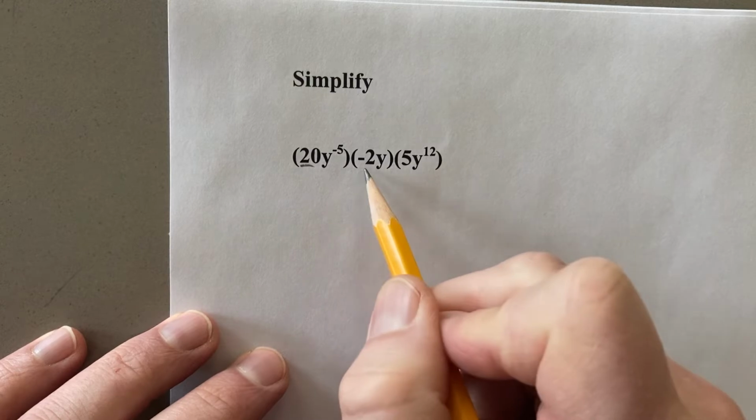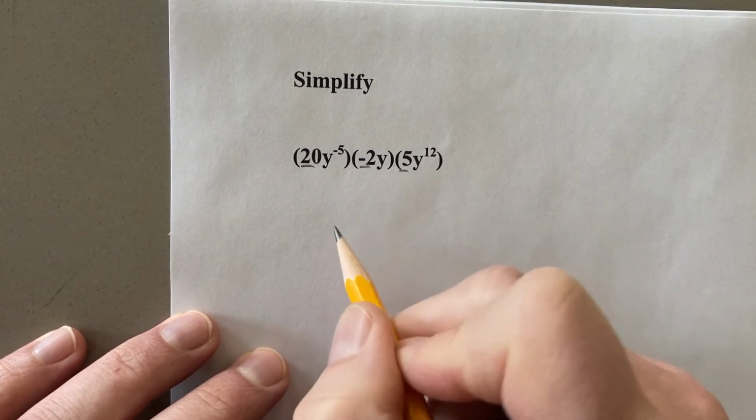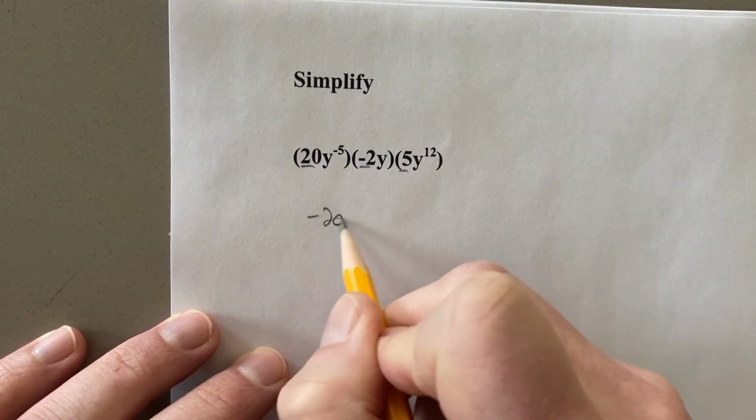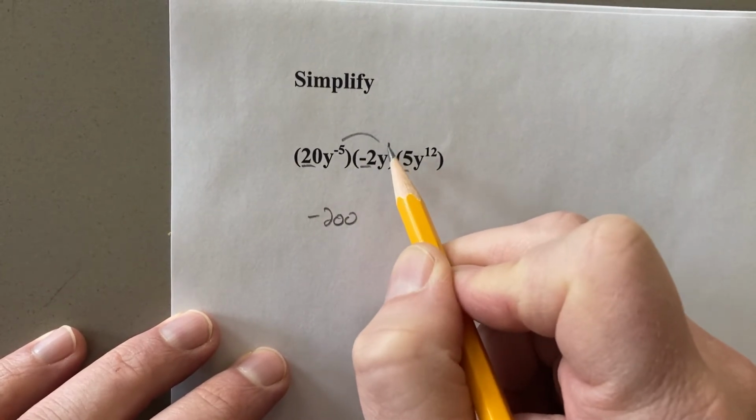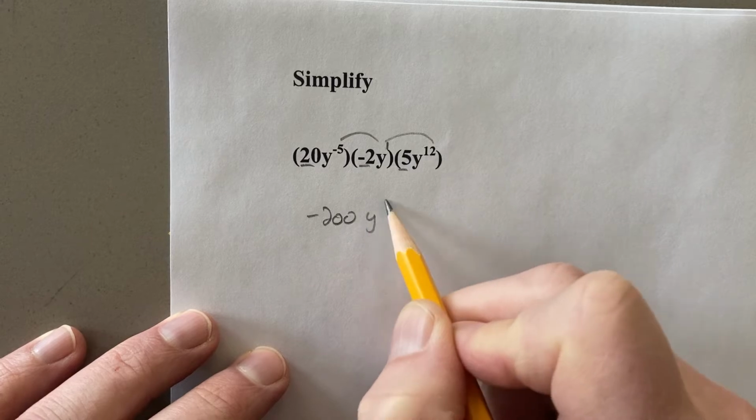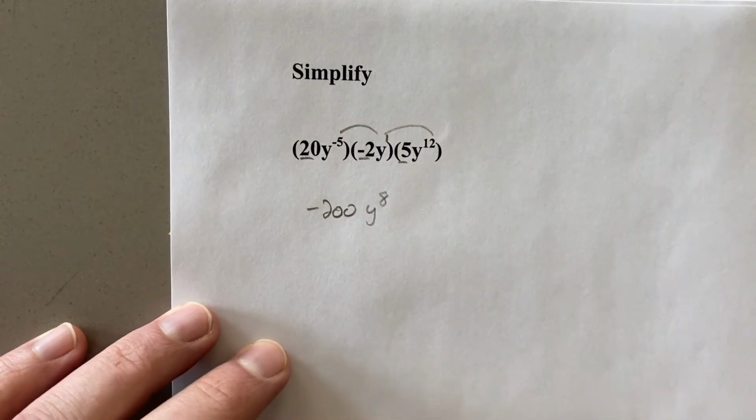Here we're going to go 20 times negative 2 times 5. If you do that, you should get negative 200. And then we have negative 5 plus 1, that's negative 4, plus 12 gives us 8. And just adding those exponents up.